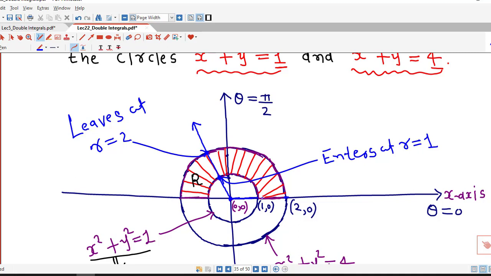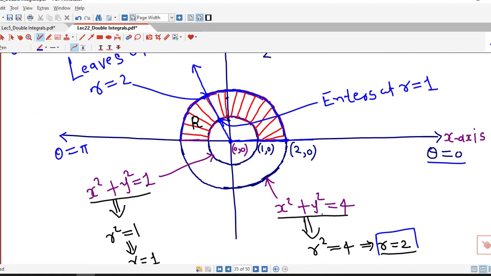So this is the smallest possible value of theta. At these points the value of theta is 0, and we have to go in this direction. Theta is increasing from 0 to here we have pi by 2, and we will go up to this point, and at this point the value of theta is pi. So limits of theta are from 0 to pi. Limits of r are from 1 to 2.